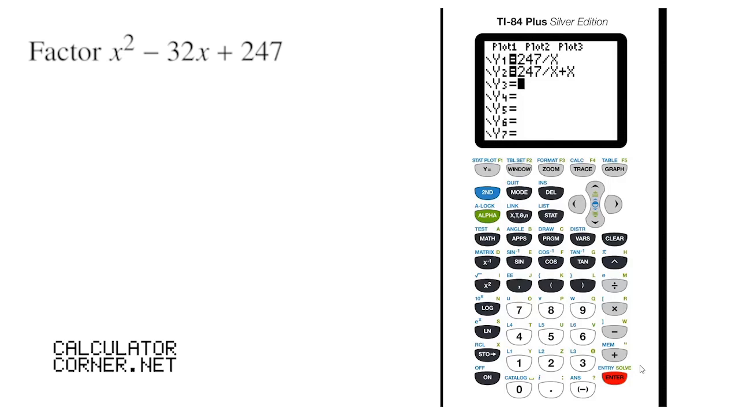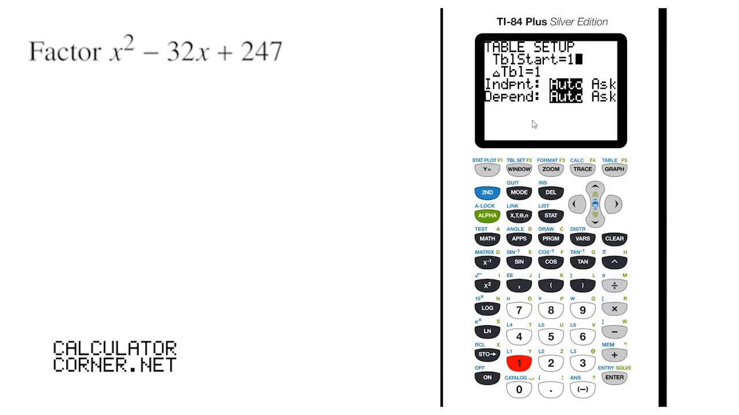Now what we're going to use the calculator for is to create a table of values, and we're going to search for 32, the coefficient of the x term. So let's go to table setup. You do that by clicking second table set. Make sure that the independent is set to auto, the dependent is set to auto. The table starts at 1, and delta table goes up by 1 as well. Once you have these settings, look at the table by doing second table. Table is above graph.